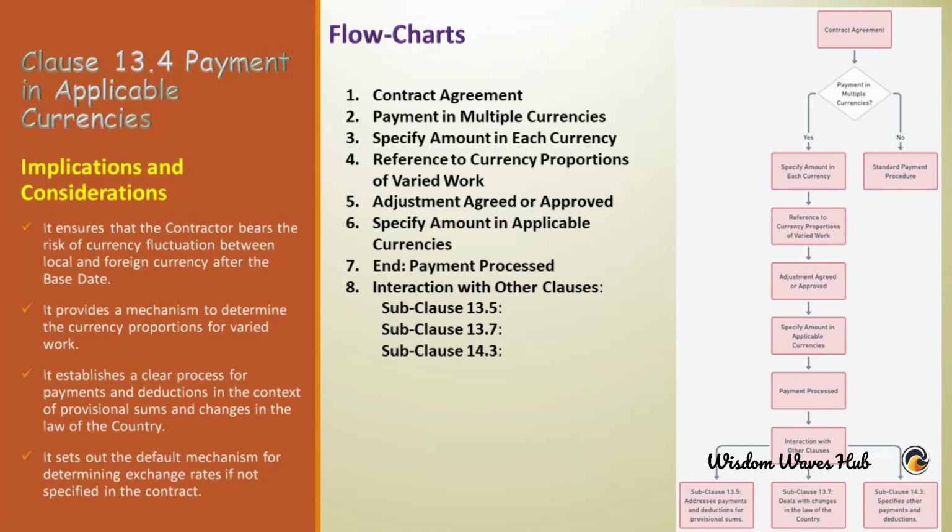Interaction with other clauses. This step highlights the interaction of Clause 13.4 with other related clauses in the contract. Subclause 13.5 addresses payments and deductions for provisional sums. Subclause 13.7 deals with changes in the law of the country and how they impact payments. Subclause 14.3 specifies other payments and deductions that must be made in the agreed currencies and proportions.